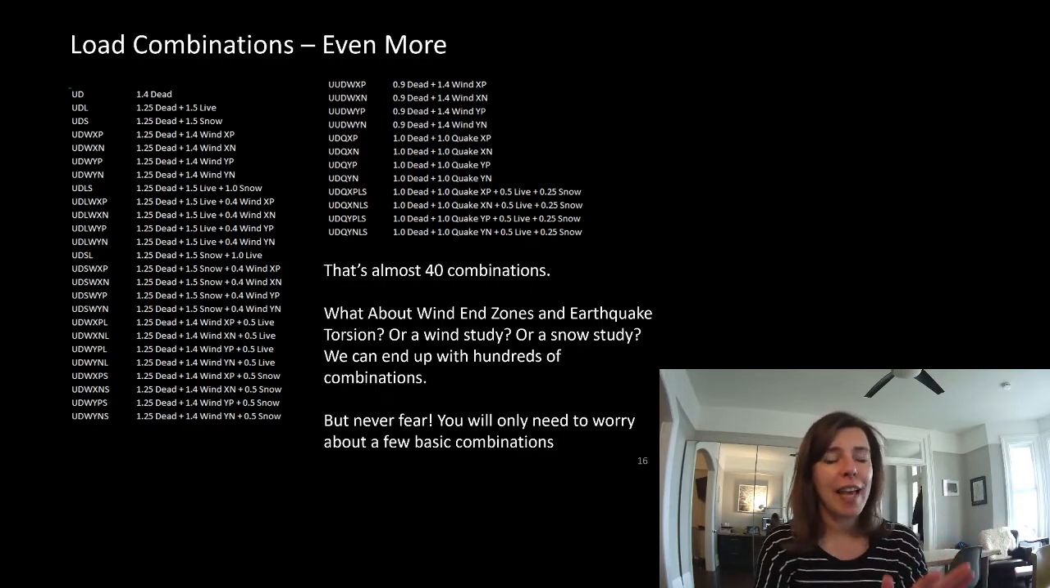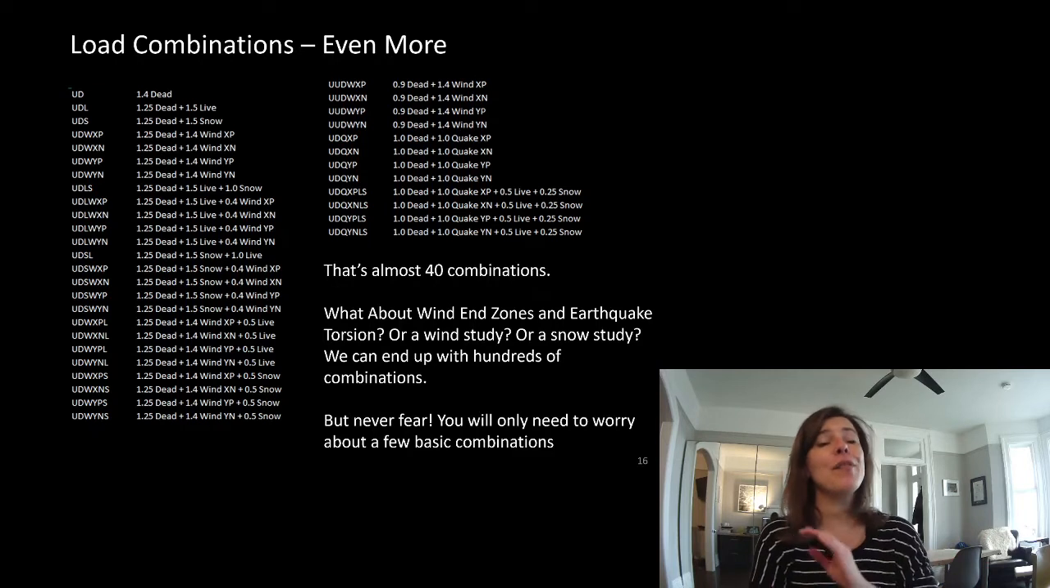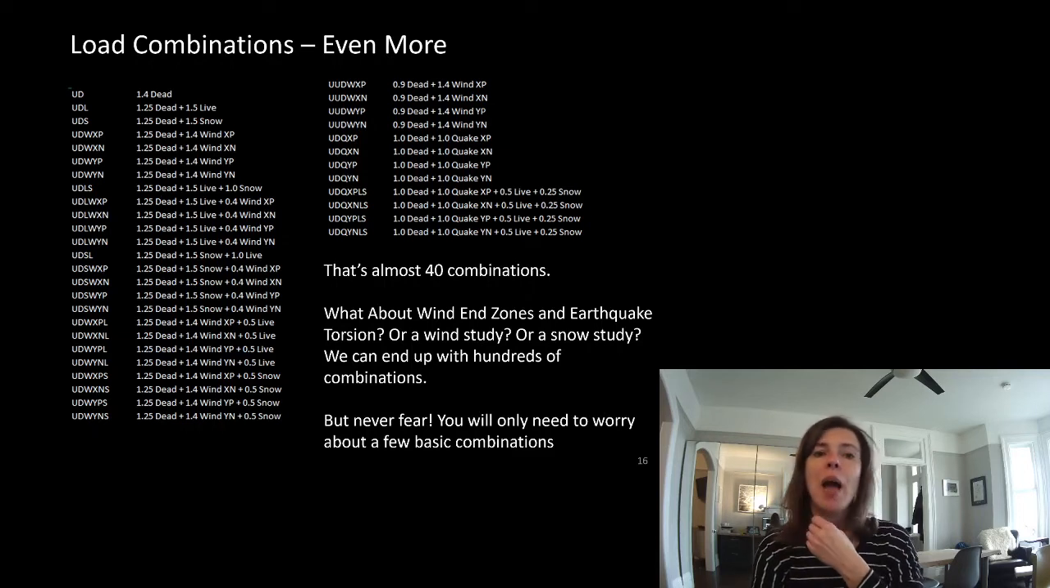You're not going to have to calculate 1,200 load combinations. You're not even going to have to calculate 40 load combinations. I will be keeping it pretty simple for you. I would keep it to most of the time dead, live, and snow. Even as we get further in, it's usually only dead and live or dead and snow.